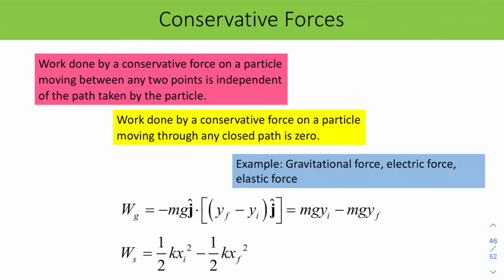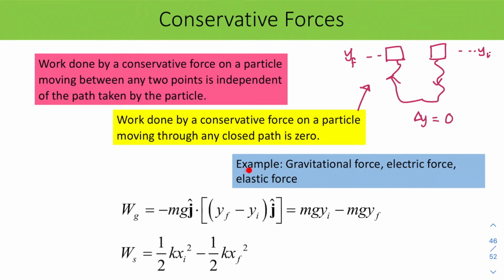What does that mean? For this one, the block is moved from this y initial, travels, and finally reaches this position, which is the y final. Your delta y will be 0, isn't it? That is the meaning of a closed path: the initial point and final point are the same. For example, gravitational force, electric force, and elastic force within a spring are also kinds of conservative forces.